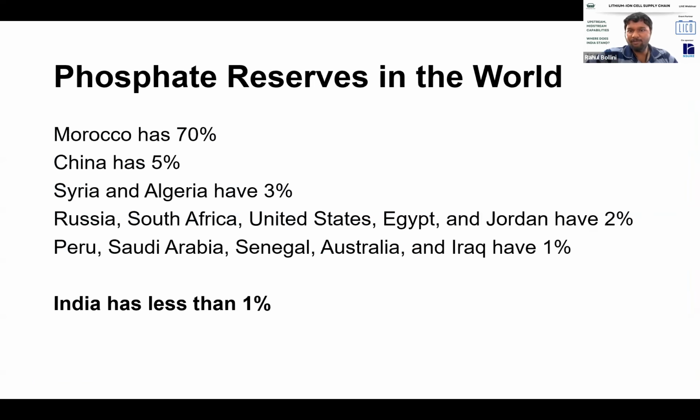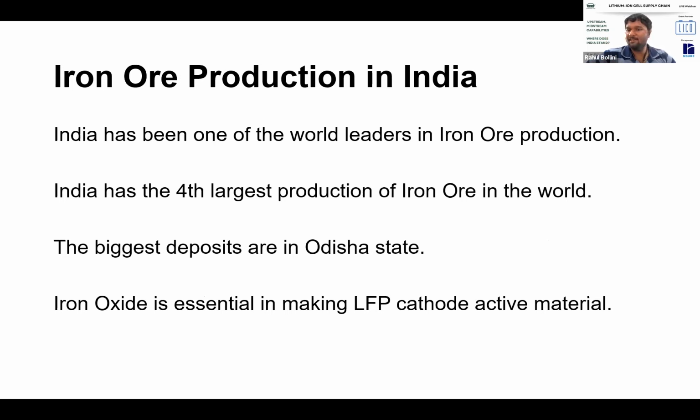So coming to phosphate, India has less than 1%, and it's very popular in the fertilizer industry. It's already being sold at a premium, and Morocco is the leader in that. So considering that, I told LFP has iron oxide, phosphoric acid, and lithium carbonate. Phosphate needs to be discussed because phosphoric acid needs to be made. And iron ore production, no doubt India has all the iron we need. In fact, we can export also, not a big deal. Odisha has a great amount. And iron oxide, like I told, is essential for LFP cathode manufacturing as well as LMFP.